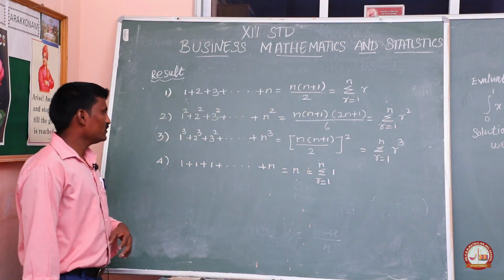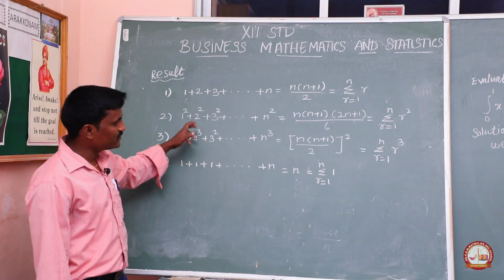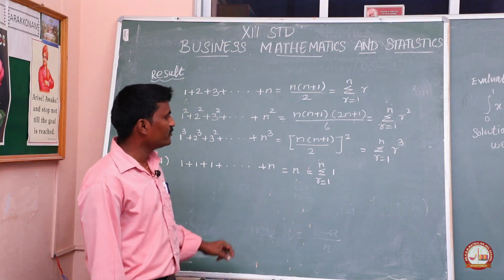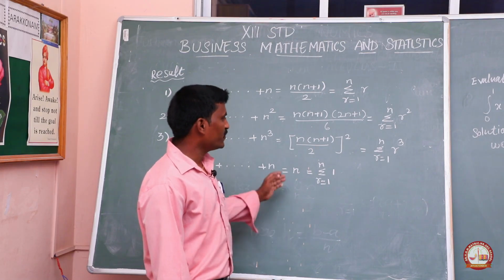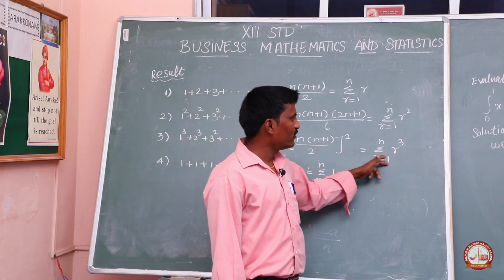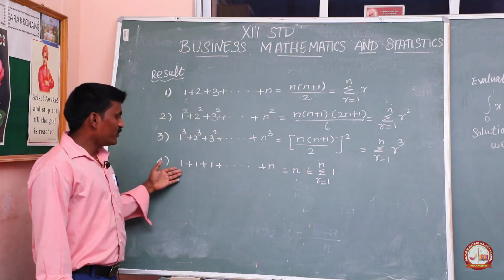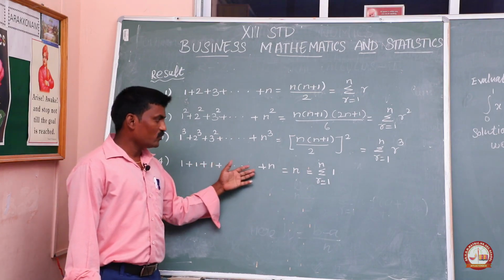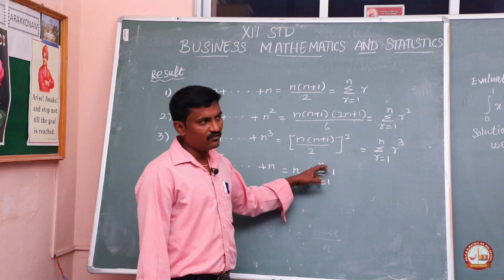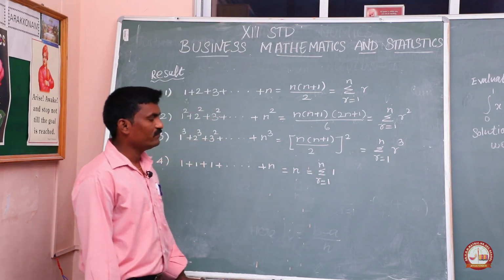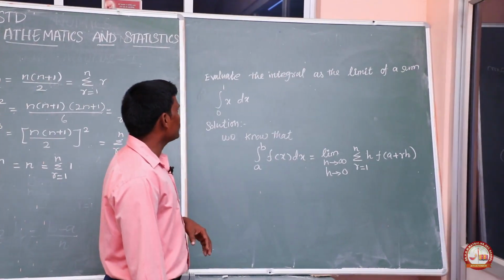Next one, third one, the sum of cubes of first n natural numbers: 1 cube plus 2 cube plus 3 cube and so on plus n cube equals the formula n into n plus 1 by 2 the whole square. This we can write as summation of r equal to 1 to n r cube. Next one, 1 plus 1 plus 1 and so on n times equals summation of r equal to 1 to n of 1.